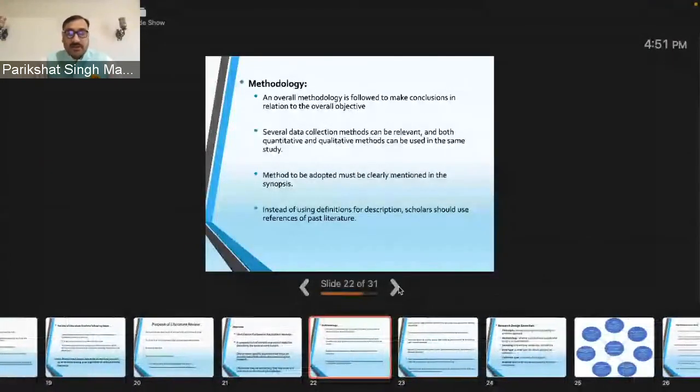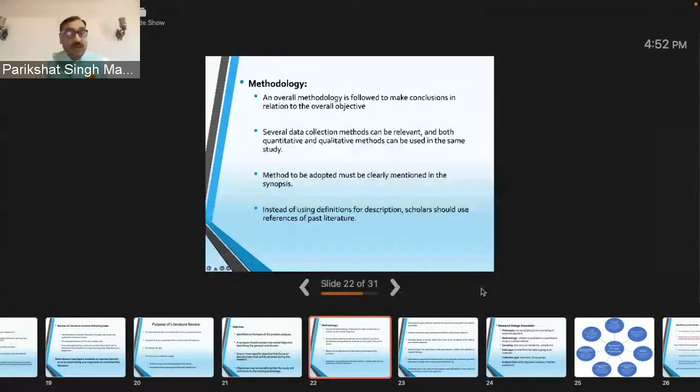Methodology, obviously, will actually help you arrive at conclusions related to your overall objectives. There are so many data collection methods which are relevant, either quantitative or qualitative, but which one is useful for you? That has to be understood and built up, and that is something which you should be aware of. And that you can only do once you are aware of the importance of each and every one of them.